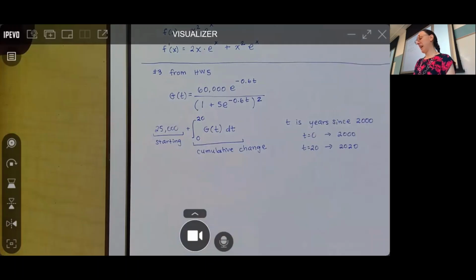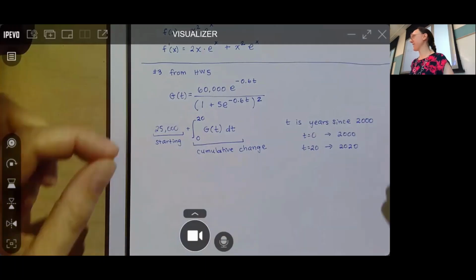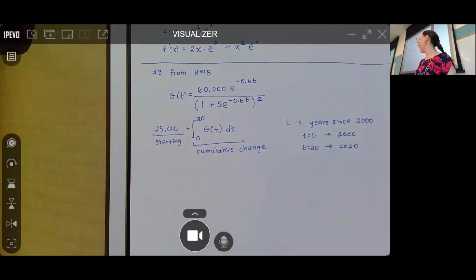Here's the thing. In order for me to evaluate that, I'd really like to use a U substitution, and we haven't talked about that yet. So I'm going to pause this for a second, and we will return back to it after we spend a few minutes talking about U sub. So I promise I'll return to it.